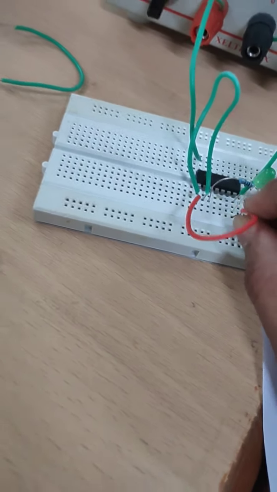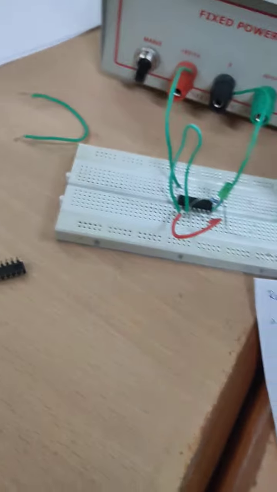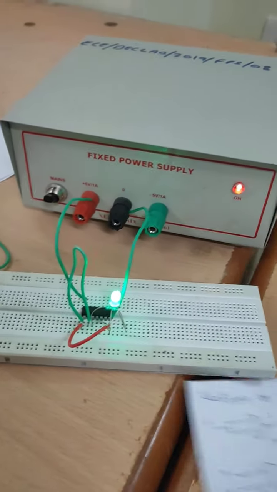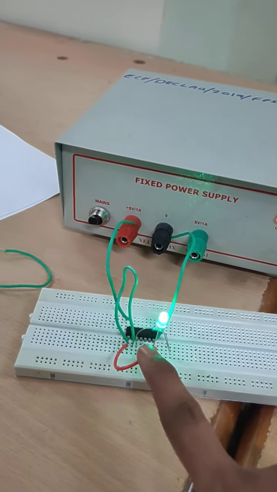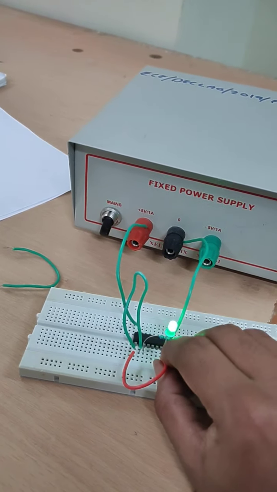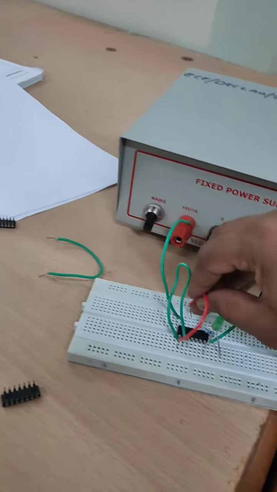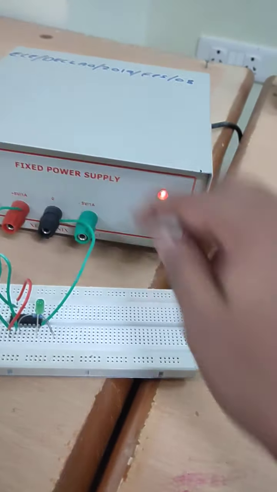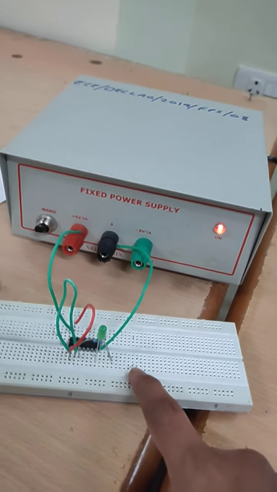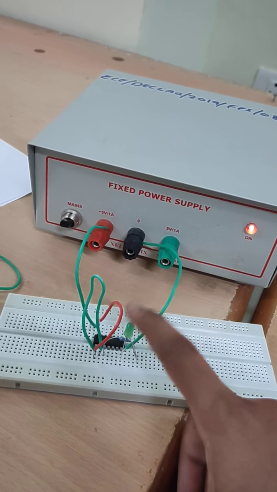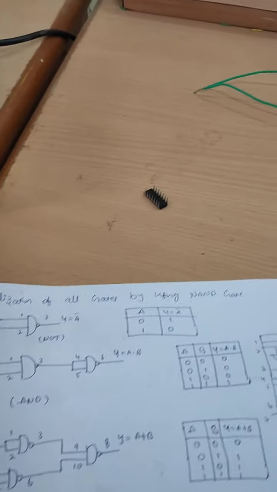So what is the output for NOT gate? For applying 0, it will generate 1 as output. Switch on the power supply. So the LED will glow. I'm giving 0 as input. Okay, and then I'm giving 1 as input. Switch on the power supply. Output will be 0. So by using this NAND gate, I am implementing NOT gate. So it is verifying the truth table of NOT gate.